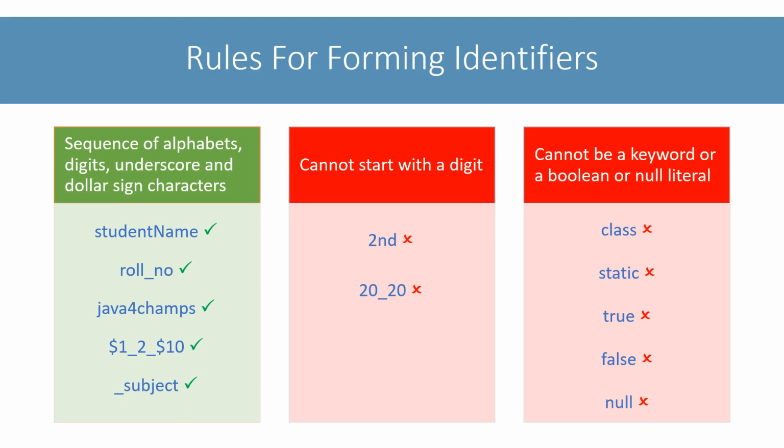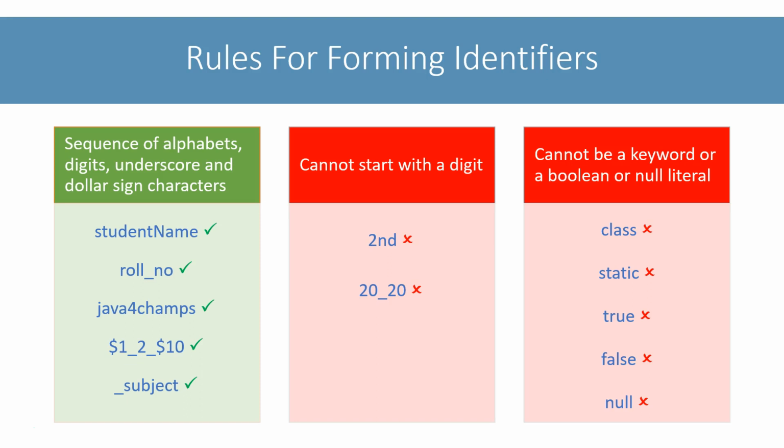To give a few examples, all these identifiers, student name, roll number, Java for champs, $1 to $10, underscore subject, are valid identifiers as they are a combination of alphabets, digits, underscore, and dollar sign characters only. The second rule says that identifiers cannot start with a digit. So second and 20 underscore 20 are invalid identifiers as they start with a digit.